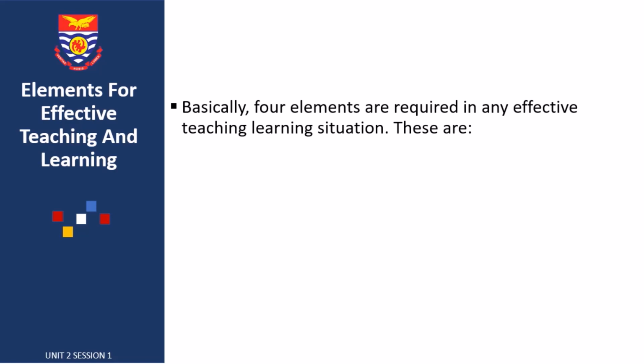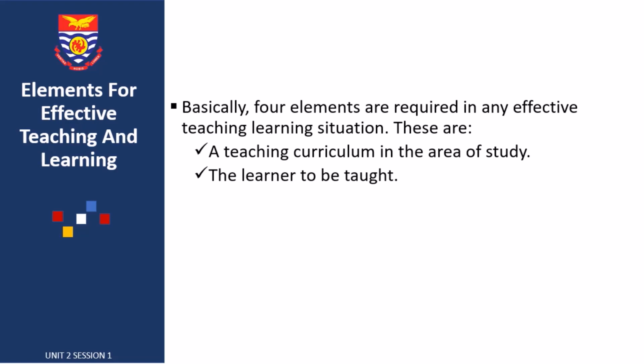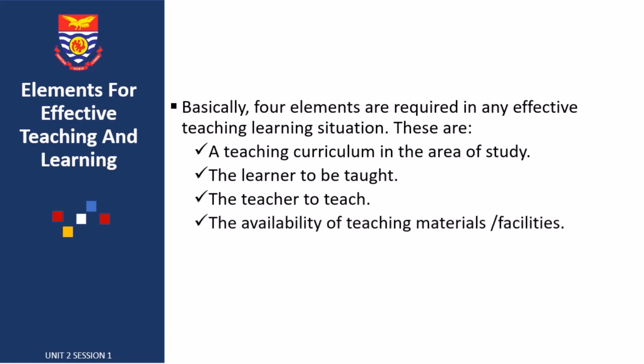And basically, 4 elements are required in any effective teaching and learning situation. And these 4 elements are the teaching curriculum in the study area. And so here, the physics curriculum is one of the basic elements that is required for effective teaching and learning to take place. Secondly, there must be a learner to be taught. Then, the teacher who will now teach the content. And finally, the availability of teaching materials or facilities.